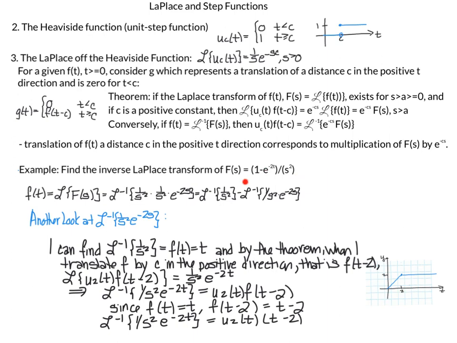So I'm going to look at this one more time. The inverse Laplace transform of 1 over s squared times e to the minus 2s. So I can find the inverse Laplace transform of 1 over s squared, and that's equal to f of t.